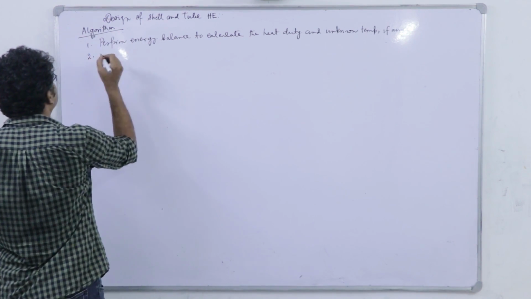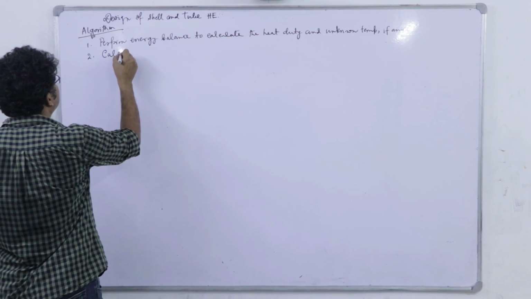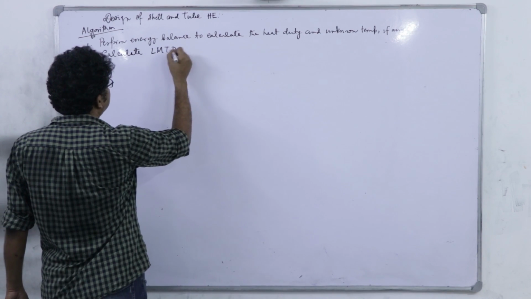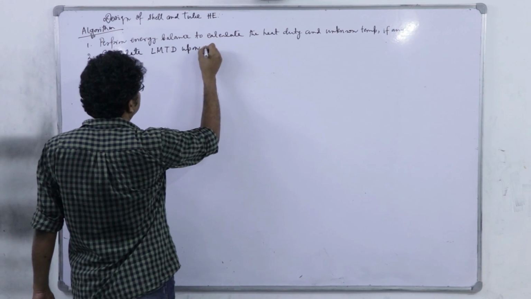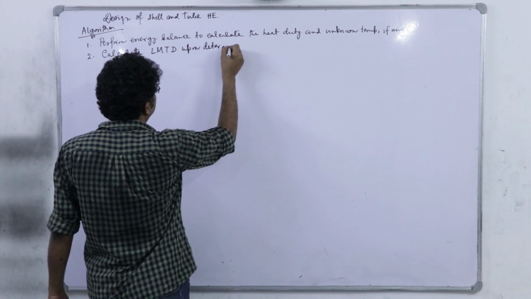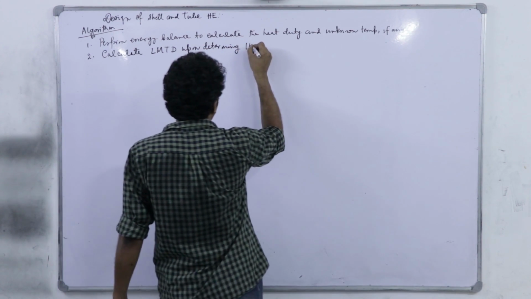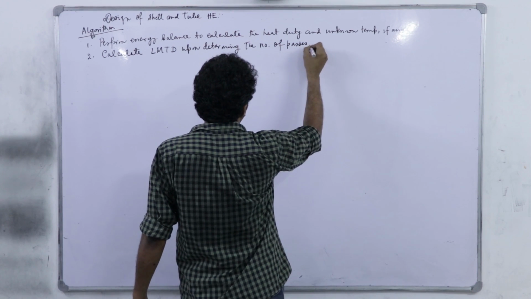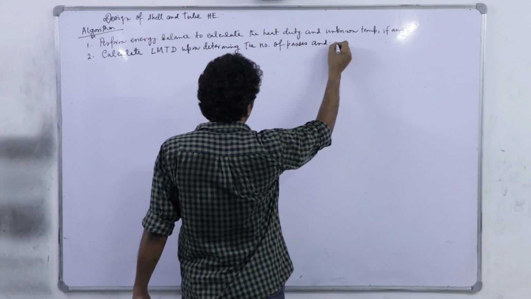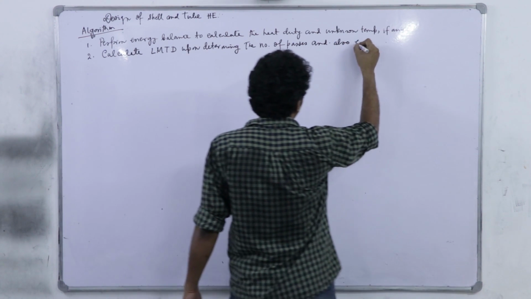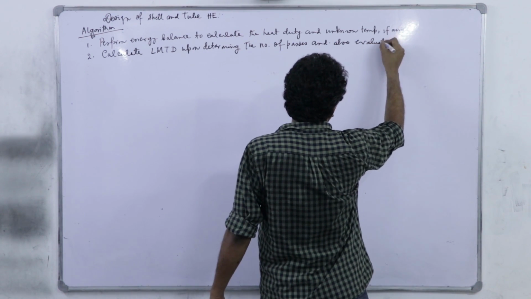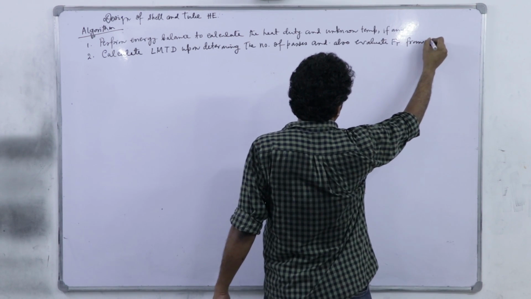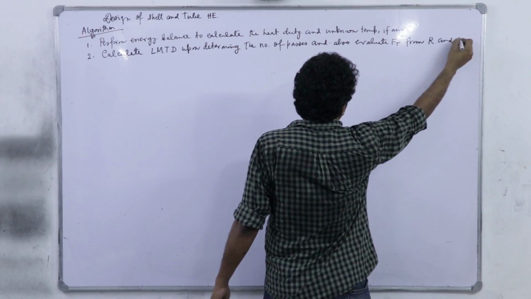Next, calculate LMTD upon determining the number of passes, and also evaluate FT, the LMTD correction factor, from R and tau, right.